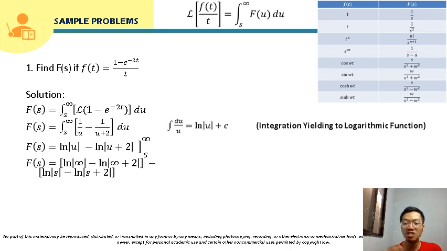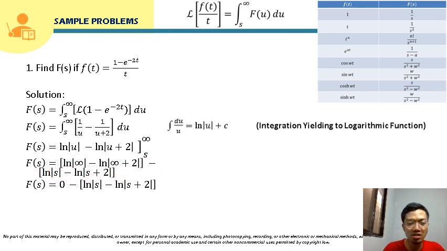Now, what is infinity plus 2? If you add 2 to infinity, would that infinity change? No, that will still be infinity, right? If you add a number to infinity, that remains as infinity. So definitely this ln of infinity plus 2 will just be ln of infinity as well. So ln of infinity minus ln of infinity will just be 0. Then we have here negative ln s minus ln s plus 2.